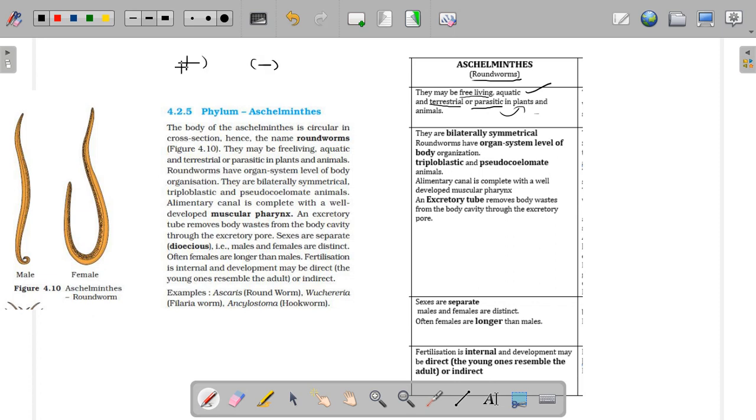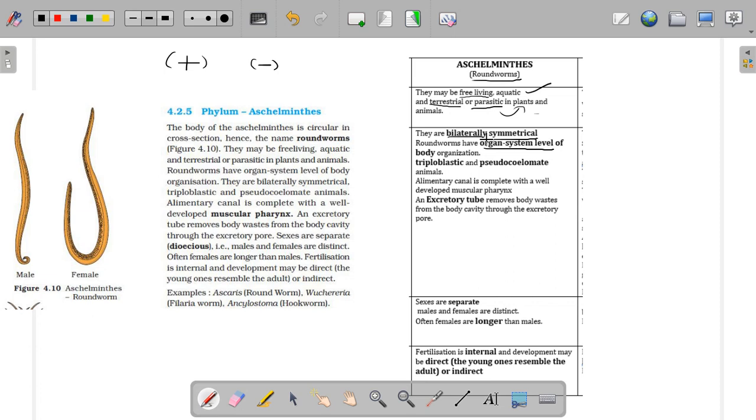When it comes to the habit, how they look, the body is bilaterally symmetrical. I explained it to you. And they have organ system level of organization. So far in the previous phylums, you heard that the body is up to the organ level of organization. But here, Aschelminthes have organ system. That means they have digestive system, respiratory system. Most of the systems are present in these organisms' body.